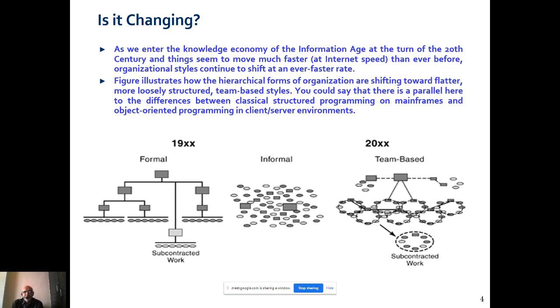What has been changing in the 19th and 20th century? There was a formal kind of network that you can see. There was a boss, subordinates, then the subcontracted work, and then informal arrangements of the work done. Then you can see again in the 20XX, team based work.